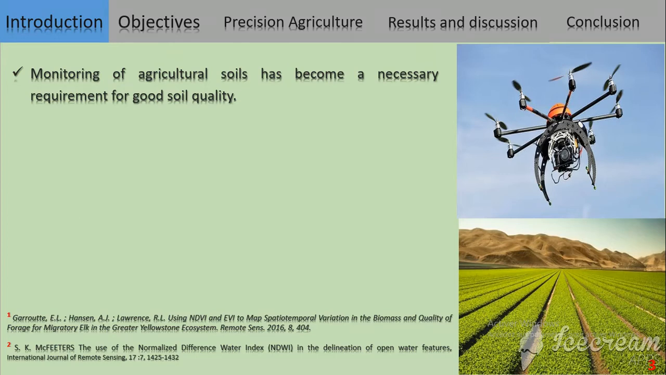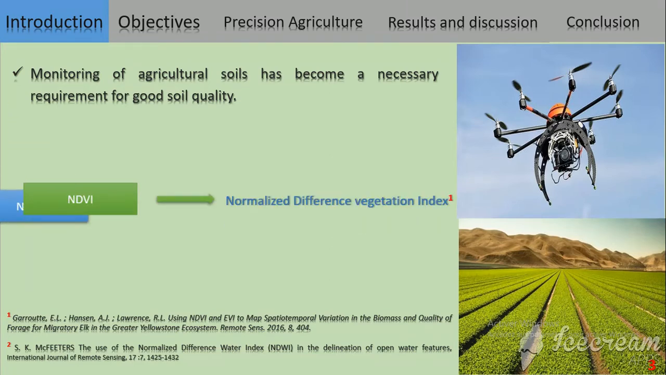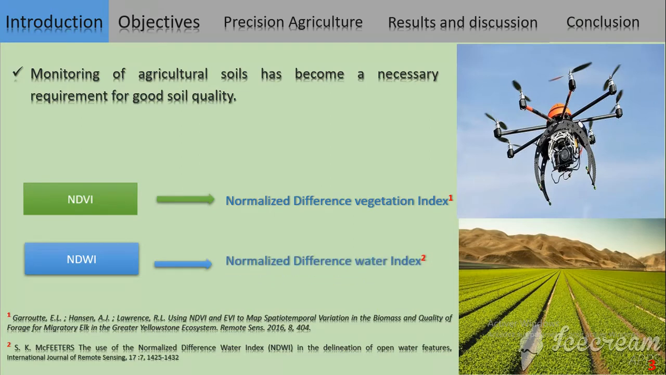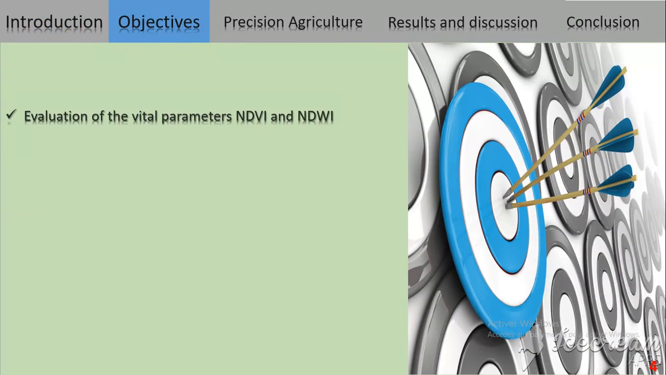Monitoring of agricultural soil has become necessary for good soil quality. For this reason, several parameters have been developed to solve this problem. Among these parameters, we found, for example, NDVI, the Normalized Difference Vegetation Index, and NDWI, the Normalized Difference Water Index. The objective of this work is the evaluation of the vital parameters NDVI and NDWI and embedded implementation of the proposed algorithm.